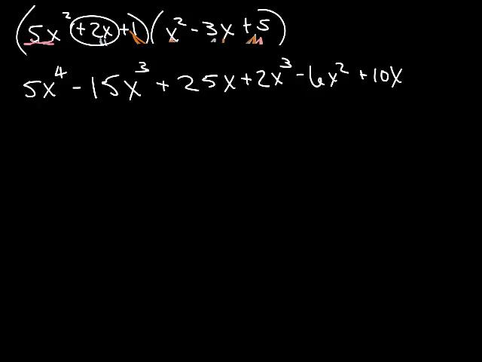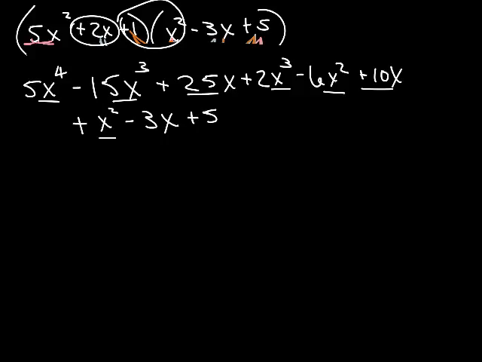I think I'm doing everything right and not making mistakes. Oftentimes when I talk, I write down the wrong answers because I'm thinking about one thing and writing something else. So, all right, now the 1 times everything. Plus 1x squared. 1 times negative 3x is negative 3x. 1 times 5 is 5. So we have 1, 2, 3, 4, 5, 6, 7, 8, 9 terms there.